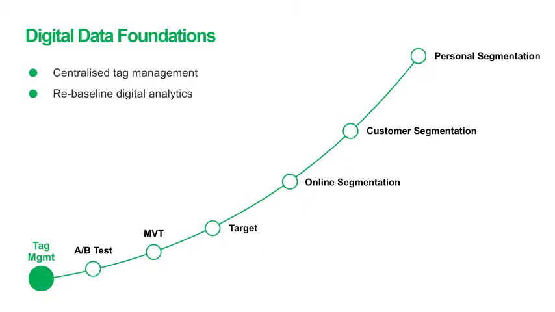Once we started to get some buy-in and some people supporting what we were doing, the first thing we did was around our digital data foundations. So we implemented Adobe Dynamic Tag Manager to centralise our tag management. We also re-baselined our digital analytics.